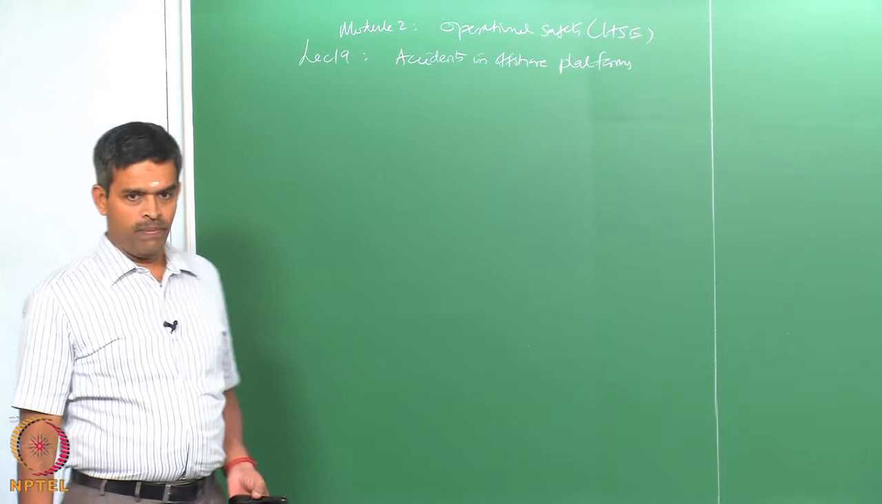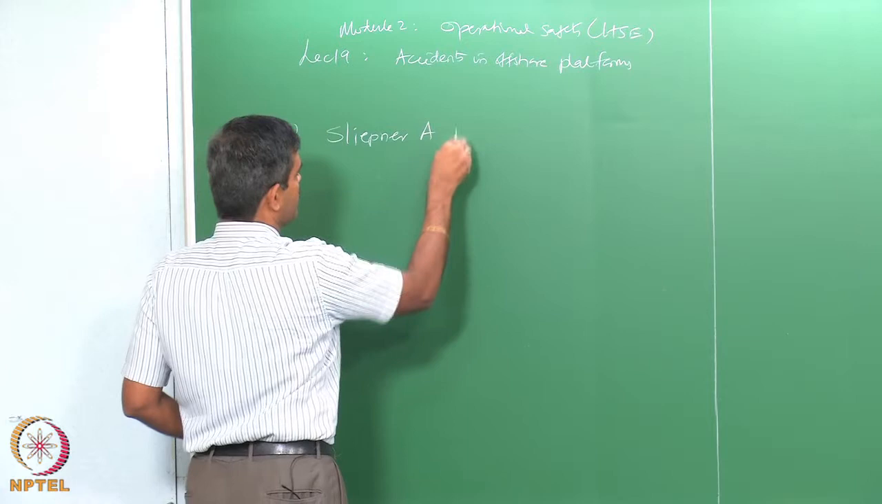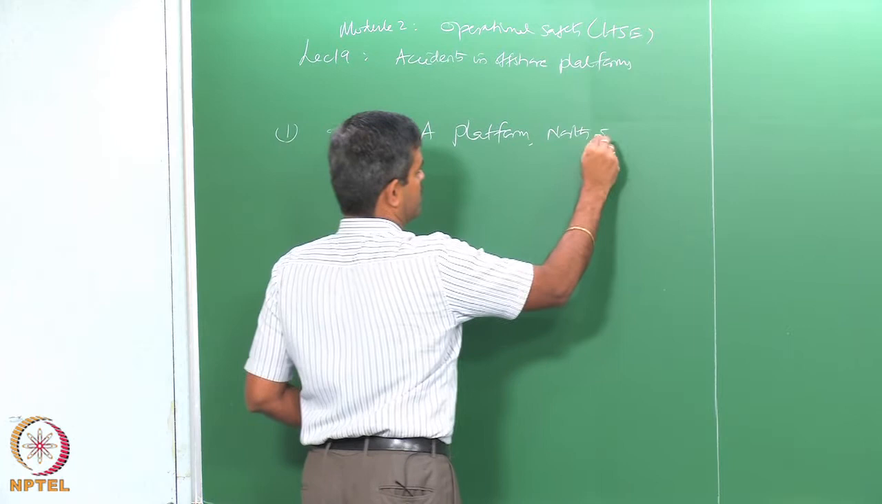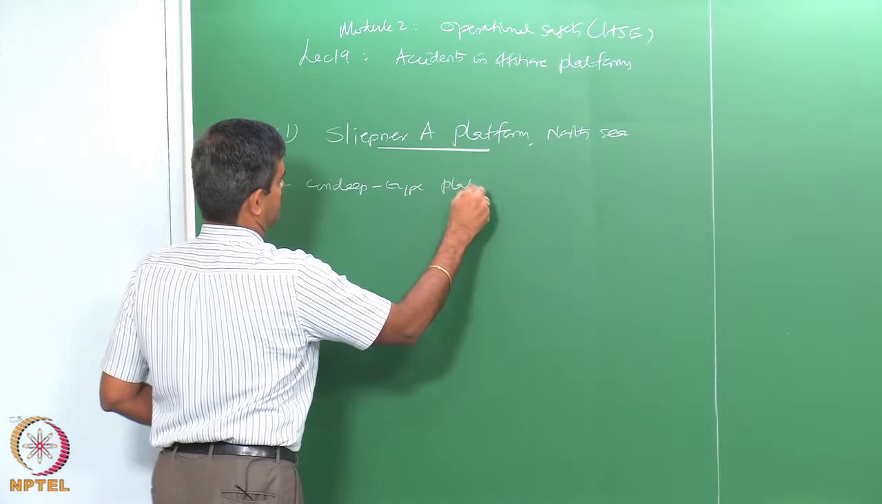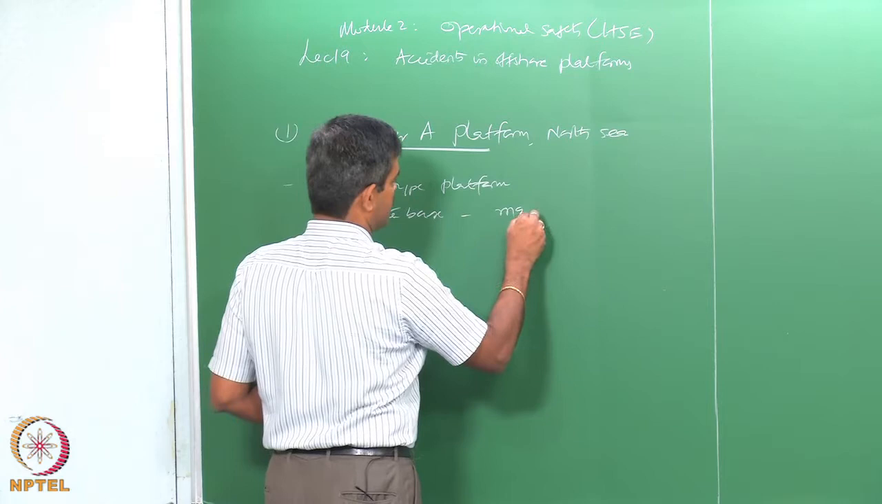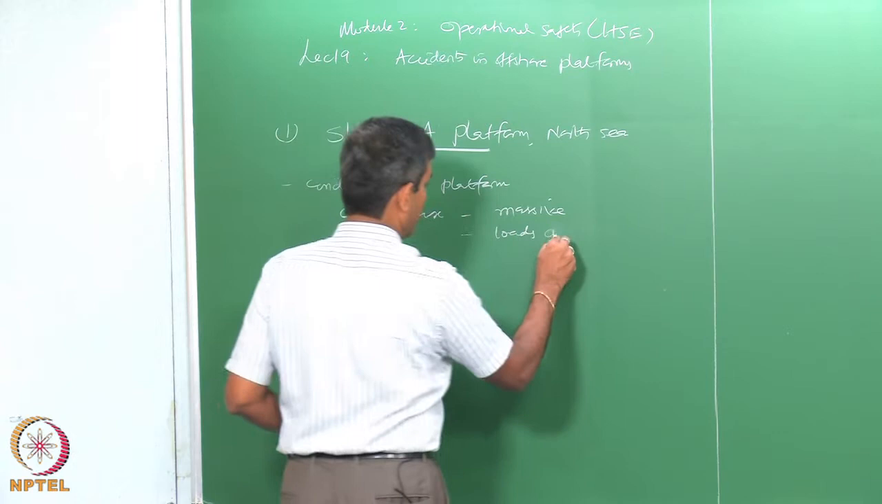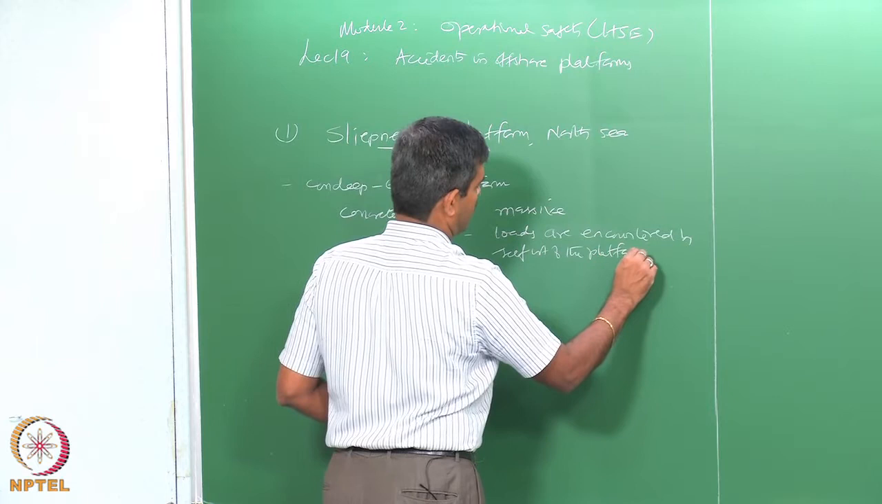To start with, we will take the first case study, which is the Sleipnir platform in the North Sea. It is a Condeep type platform, a concrete deep water platform. It has a concrete base, so one can say the structure is very massive, and the loads encountered are by self weight of the platform. That is the primary characteristic of the platform, because it is a gravity based structure.